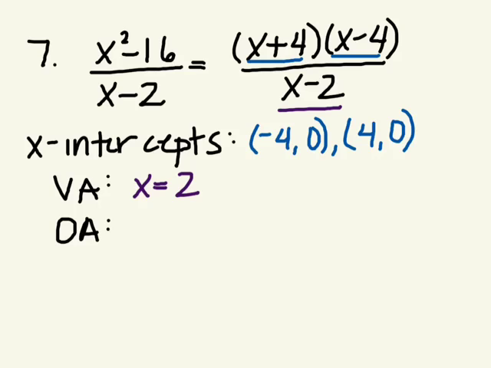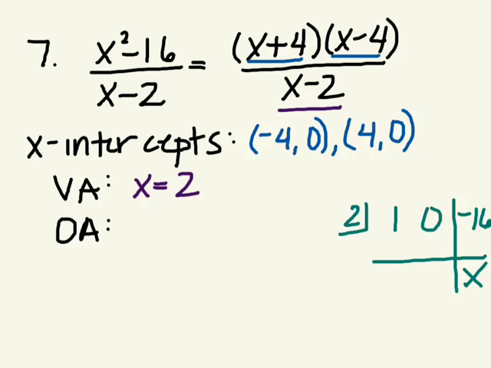So we have the 0 of the denominator is 2, and our numerator is 1x squared plus 0x minus 16. Now remember, the remainder doesn't matter here, so we don't care about that. Bring down our 1. 2 times 1 is 2. So that gives us y equals x plus 2.